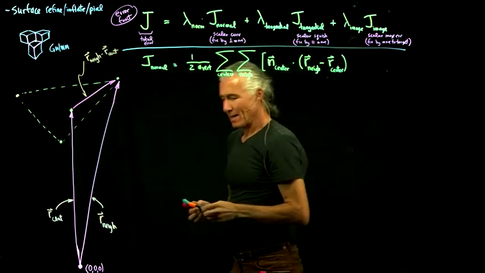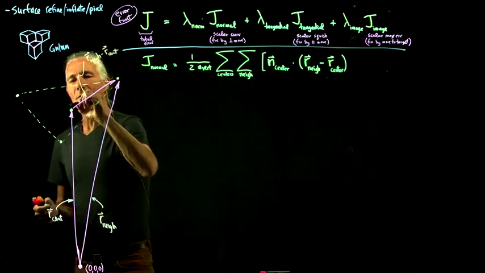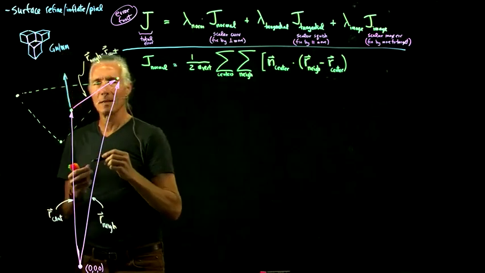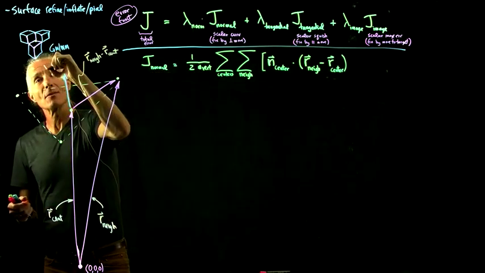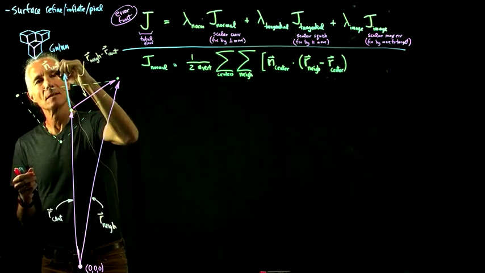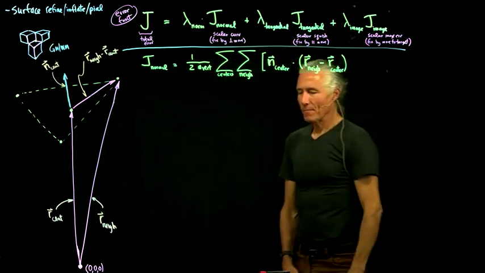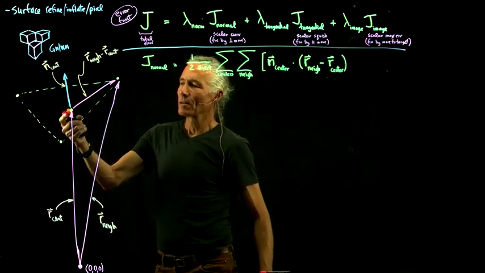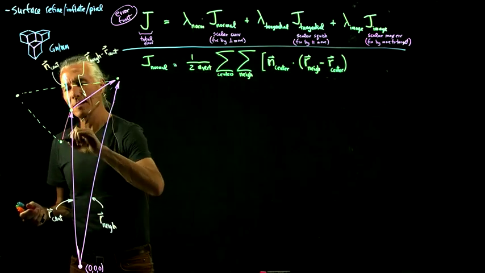So then we've got a normal. So here's a normal vector. And how do we get the normal vector of the center point? There's several ways to get it. You could get it by doing a bunch of cross products between these neighboring vectors like this.